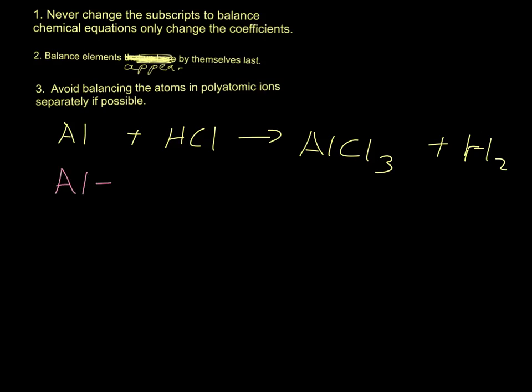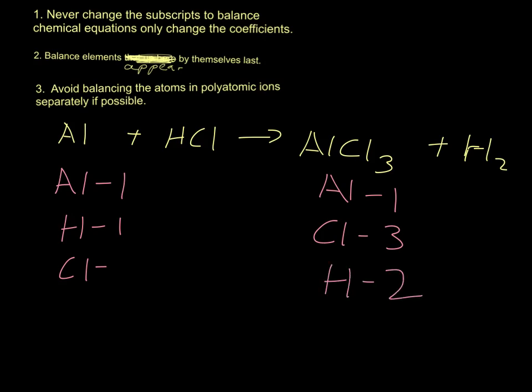I have 1 atom of aluminum on this side, 1 atom of hydrogen, and 1 atom of chlorine. On this side of the equation, I have 1 atom of aluminum, 3 atoms of chlorine, and 2 atoms of hydrogen. I want to balance elements that appear by themselves last. Aluminum and hydrogen appear by themselves. So I'm going to balance chlorine first. I have 3 chlorines, so I ask myself, what can I multiply 1 by to get 3? 3, right? 1 times 3 is 3.